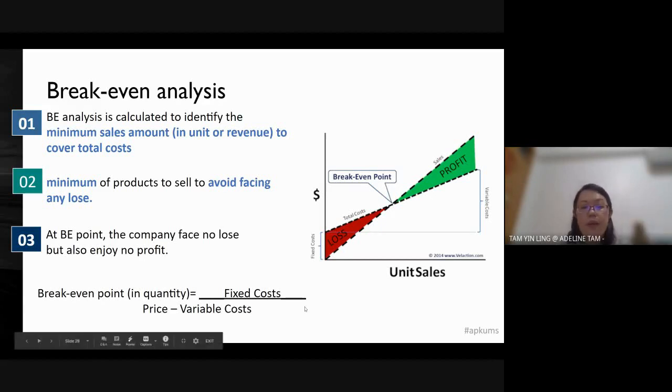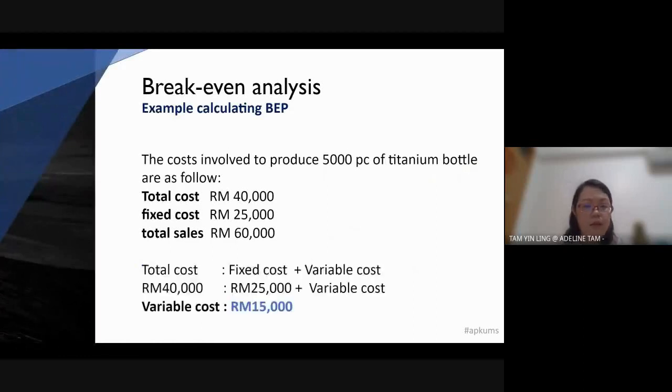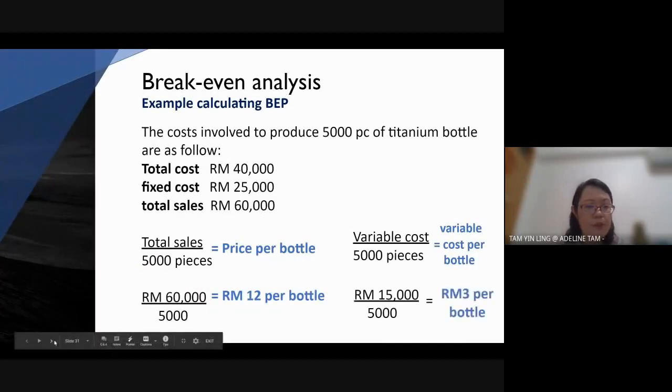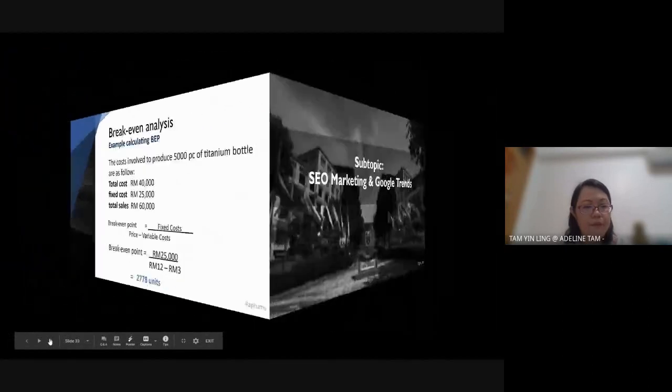So sometimes if your markup, your profit margin is low, then you have to sell more quantities to cover your costs, your fixed costs especially, right? So this is break-even analysis. This is the example. I will keep it simple here. Alrighty.